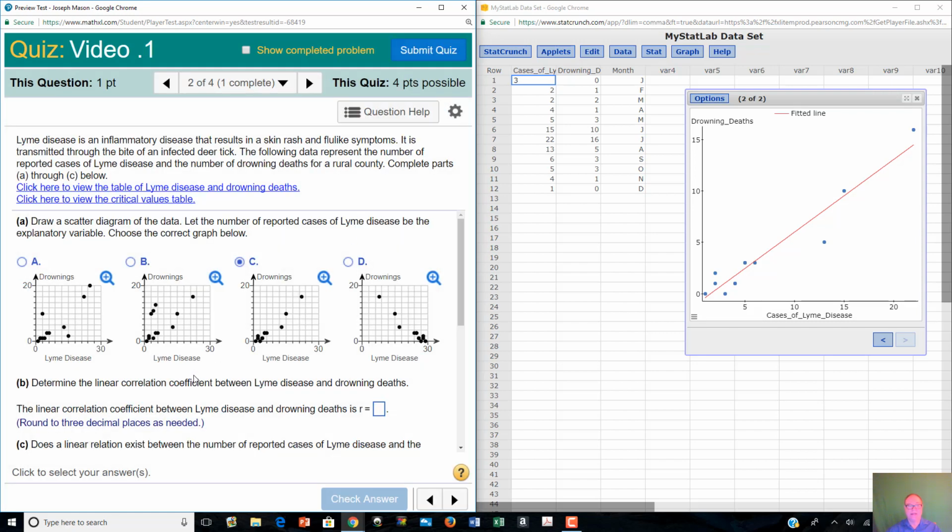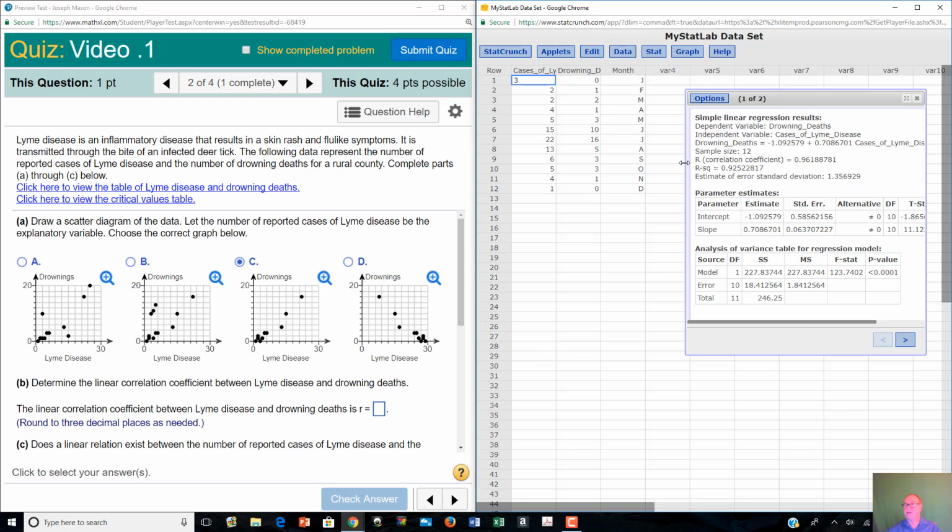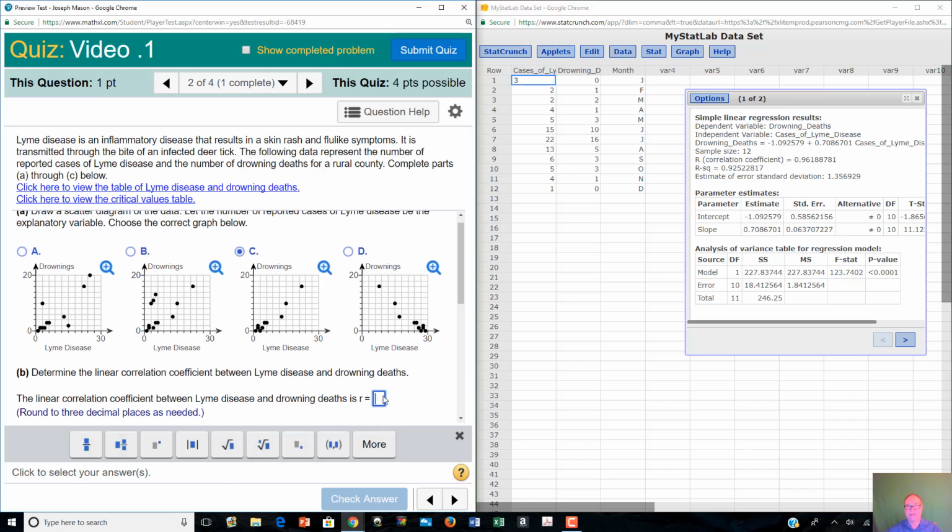All right, D, determine the linear correlation coefficient. So I go back, hit the back arrow. The linear correlation coefficient is right here, which is 0.962. And they wanted 3 decimal places. So it's 0.962.